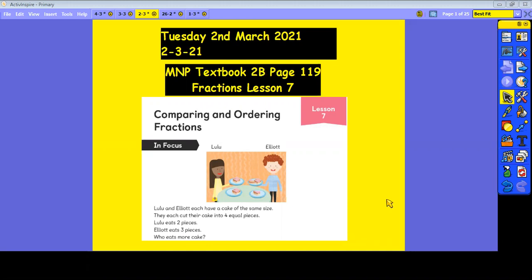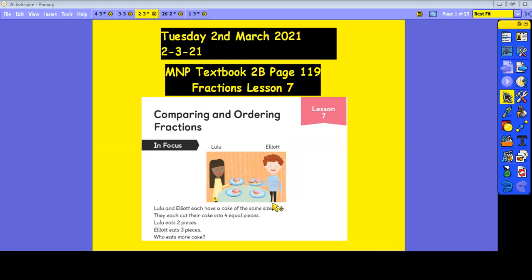It's another fractions lesson, and it's one of two lessons on comparing and ordering fractions. This one, Lesson 7, you'll find on page 119 of your textbook 2B. I really like the question again today, so it makes us think.